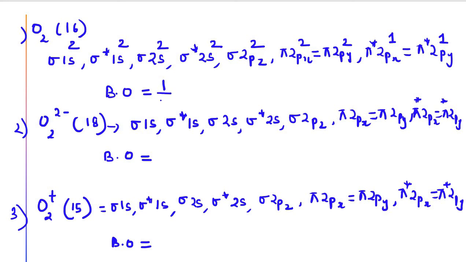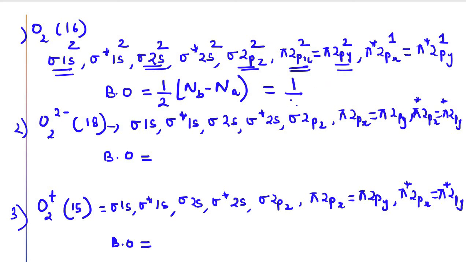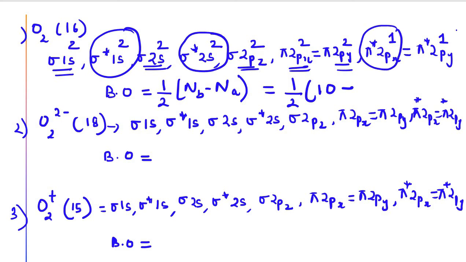So how to calculate the bond order? Bond order is half of the number of bonding electrons minus the number of anti-bonding electrons. You can see that in this case there are 5 bonding orbitals, and in each case there are 2 electrons. So it will be half of 10 minus the anti-bonding electrons. This one is anti-bonding, this one is anti-bonding, and these two are anti-bonding. So 2, 4, 5, 6.